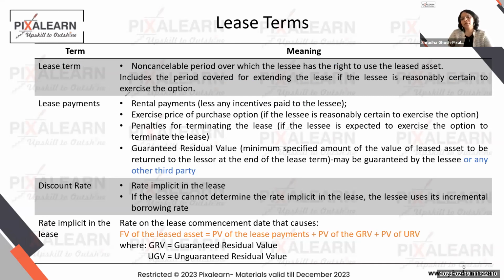Now, what are lease payments? Now, there can be various situations where the lease payments will differ. Obviously, it is a rental payment. So if Tesla leases out a car, that car has a fixed monthly rental, and that monthly rental will become your lease rental. That's number one.